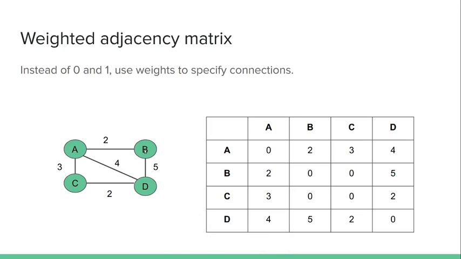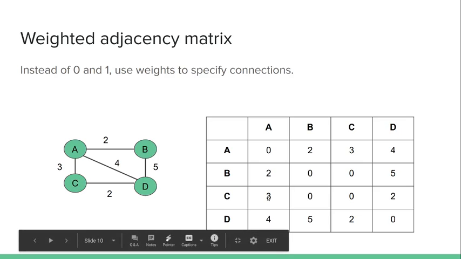Next we move on to B, and from B we can see that we can get to A with a cost of 2, and we can get to D with a cost of 5. So we put a 2 in the A column, a 5 in the D column, and a 0 in the other columns. Then from C we can get to A with a cost of 3, so we put the 3 in the A column. We can get to D with a cost of 2, so we put a 2 in the D column, and 0s in the other columns. Finally, from D, we can get to B, A, or C with the cost of 4 to A, 5 to B, and 2 to C. So we put 4 in the A column, 5 in the B column, 2 in the C column.